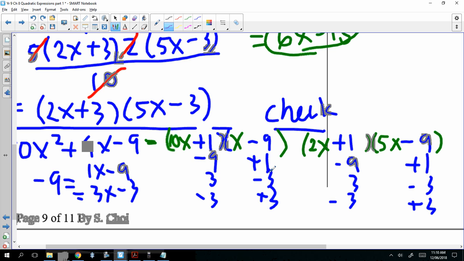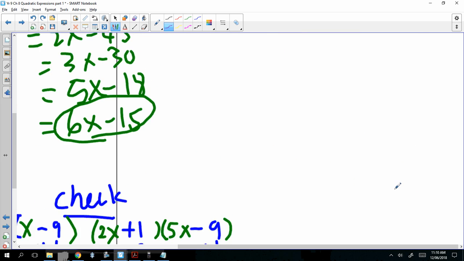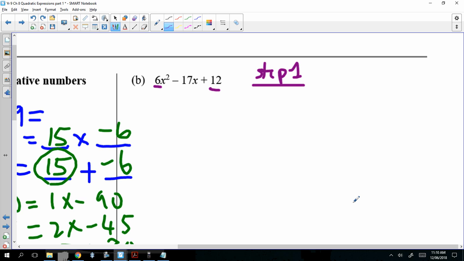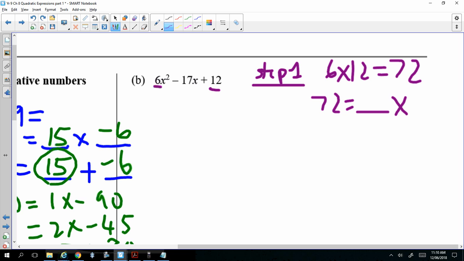All right. Last one. Step 1 is this. 6 times 12. What's 6 times 12? 72. All right. Find two numbers which multiply to get 72 and add to get negative 17. So what you need to do is prepare a list of things that multiply to get 72. Now obviously it has to be negative. So you do negative 1 times negative 72.